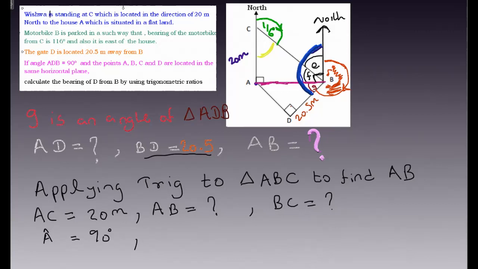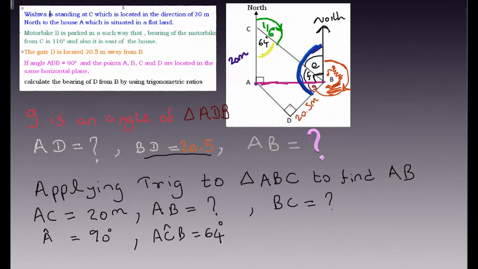So what would that be? That's going to be 64 degrees. So we got to know angle C. To be more precise, angle ACB's value. How much is that? 64 degrees. All right. So now what's the plan?